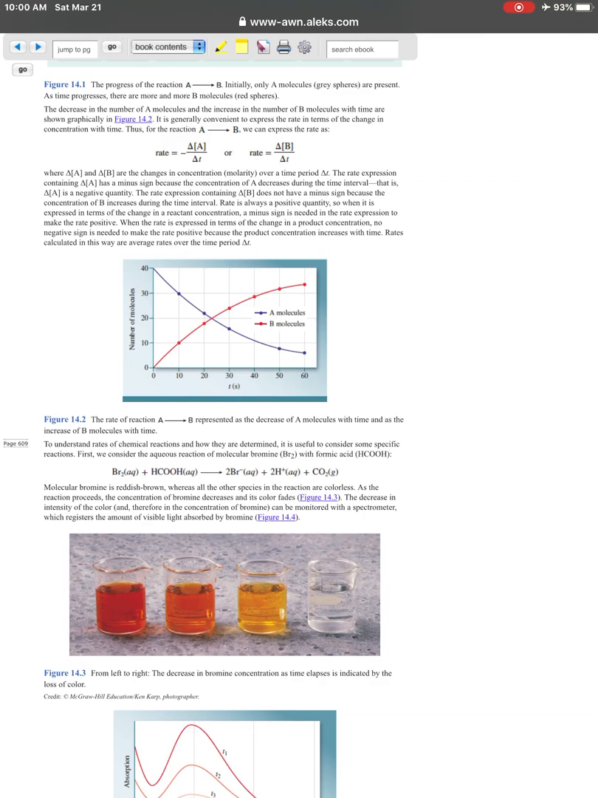So figure 14.3, the caption says from left to right, the decrease in bromine concentration as time elapses is indicated by the loss of color. See what's happening there? The bromine's getting used up, so the color is going away. And if we measure how fast that happens, we're going to get the reaction rate.